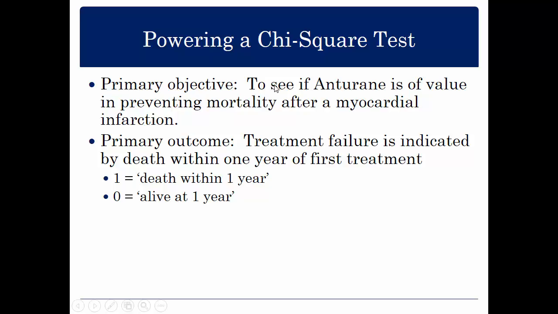So here they're looking to see if the treatment is of value in preventing mortality after a heart attack. The primary outcome that they're looking at is whether or not a patient or a subject in this trial dies within the first year of treatment. So that's just coded as a death or not within 1 year.